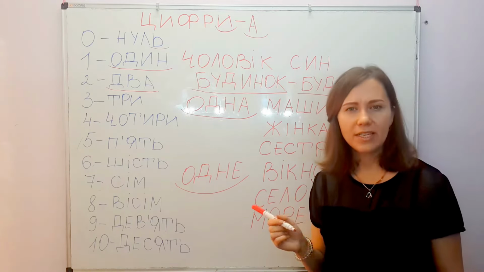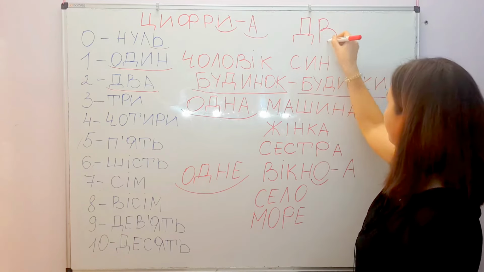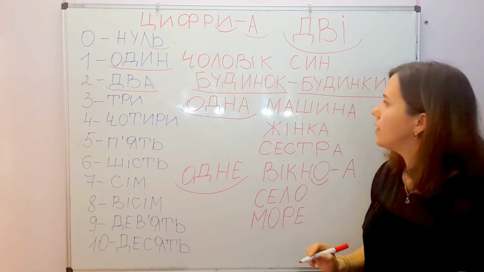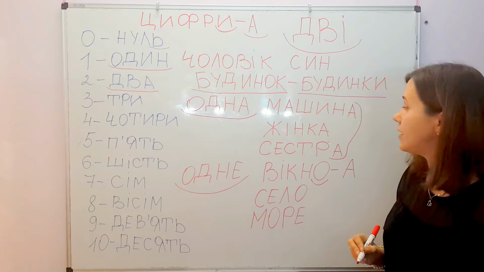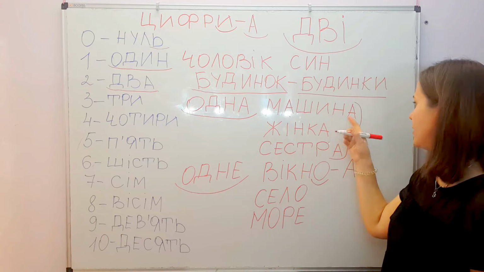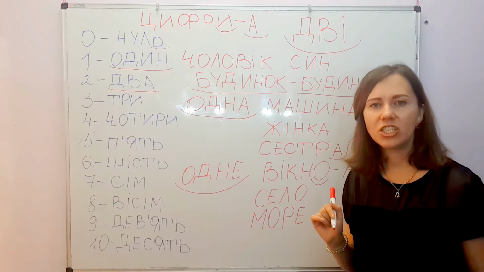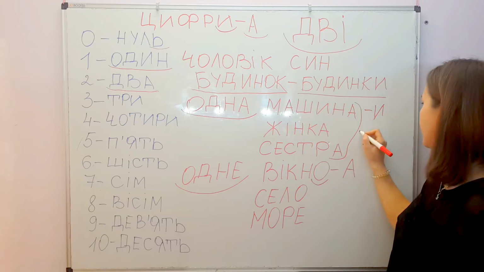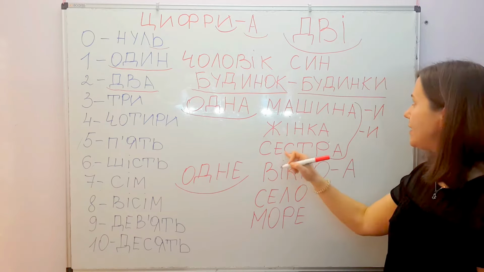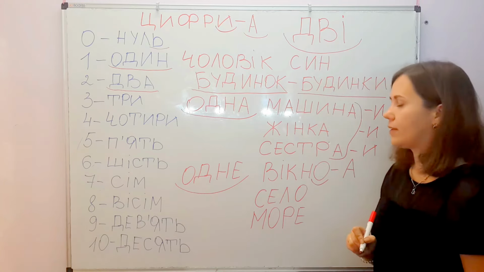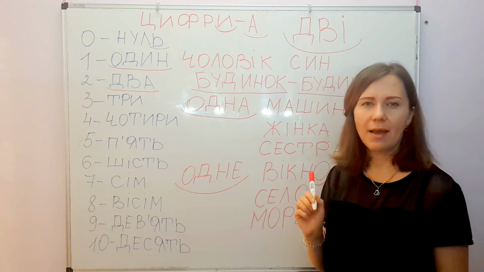But with nouns of the feminine gender, we can't use два. We say дві. Please, please, please learn this. Here we have nouns of the feminine gender. In this lesson, we need to say дві. But we need to change these nouns into plural. Дві машини, two cars. Дві жінки, two women. Дві сестри. Two sisters. So again, два for masculine and neuter, and дві for feminine gender nouns.